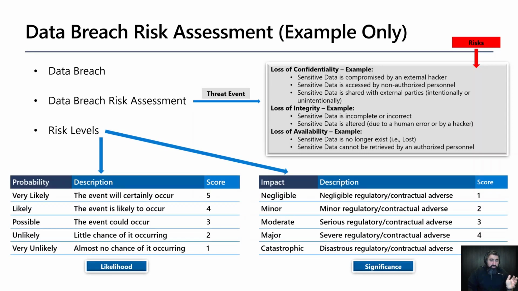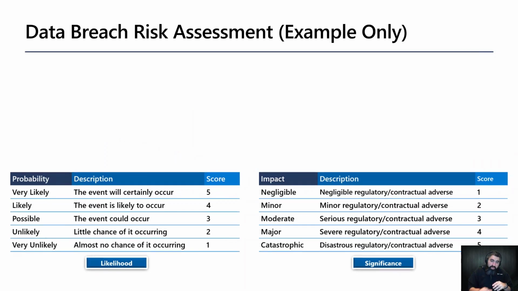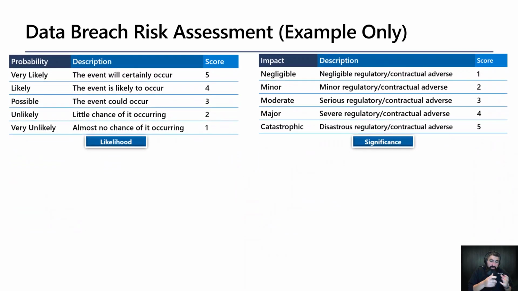Now, moving on to risk levels. Risk levels are calculated as the product of the likelihood and the significance to the organization of a potential threat event. Likelihood is the probability of the risk occurring due to the threat event, as we discussed before, whereas the significance is the amount of damage or harm a threat event could create.